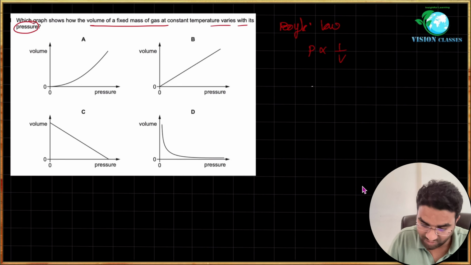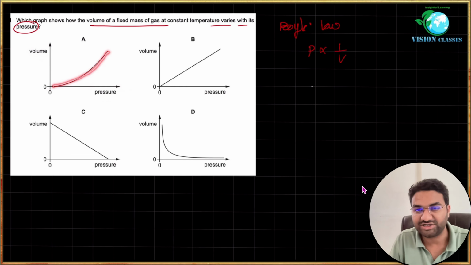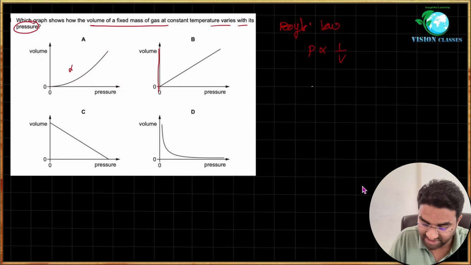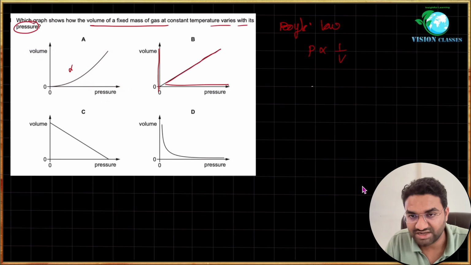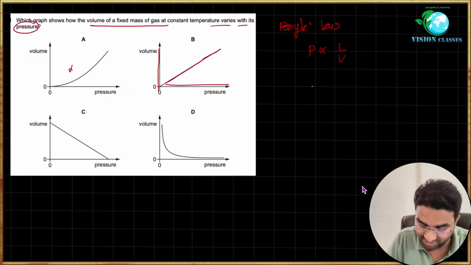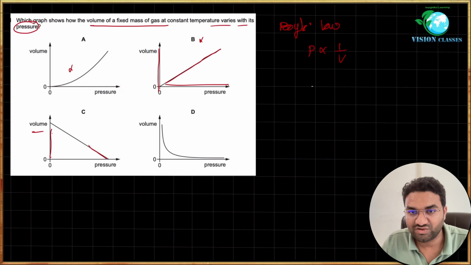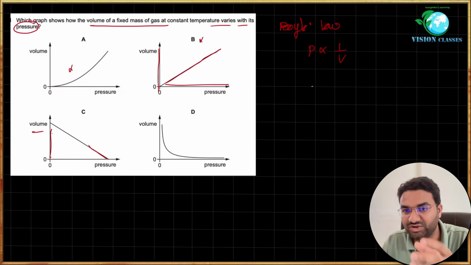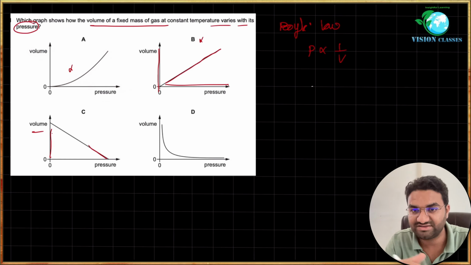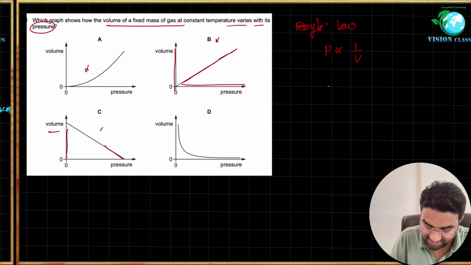Graph A shows volume on the y-axis and pressure on the x-axis, and the volume increases as pressure increases. So this is definitely not an inverse relation, so this one is not correct. The second graph shows a linear relationship between volume and pressure, which doesn't make sense, so this is also not an inverse relation. In C, as volume increases the pressure decreases, but it is a linear decrease. In Boyle's law it is not a linear one, so C is also not correct.